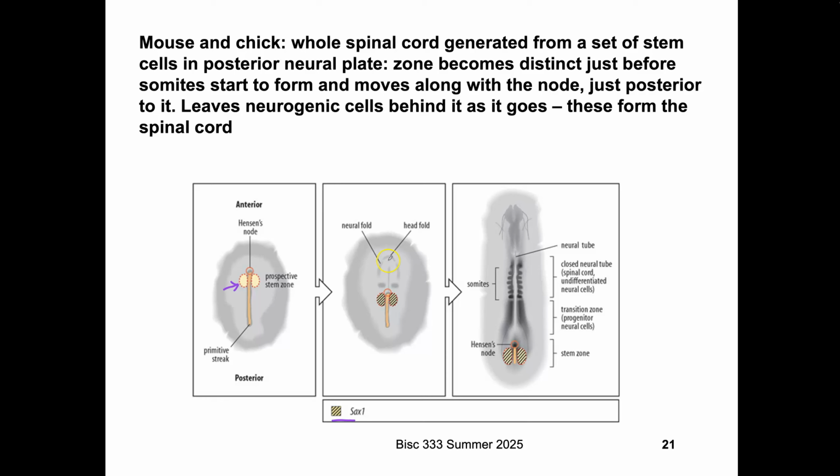And as Henson's node is regressing, and just before the somites start to form, you can see this zone expressing. And then as it's moving along, the cells behind it are called neurogenic. These are the cells that are going to form the spinal cord. SAX1 is another one of the kinds of genes that is expressed specifically in presumptive neural tissue, right?